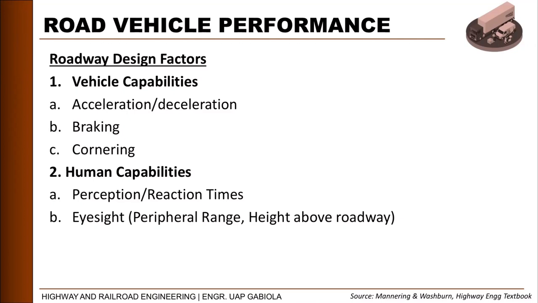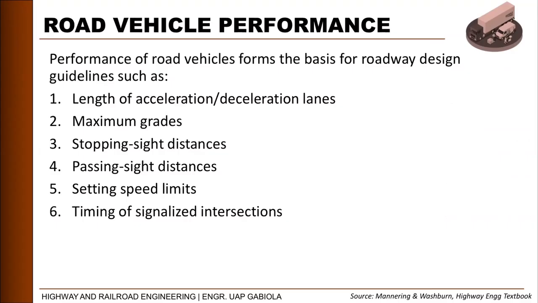So kailangan, or maybe later in this course, pag-aaralan natin yan, yung mga stopping sight distances, passing sight distances. So we will go deeper into that later. Okay? So performance of road vehicles forms the basis for roadway design, such as, yun nga, yung length of acceleration, deceleration lanes. Okay? So why do you think na after halimbawa sa expressway after having a 100 kilometer per hour the limit, once na pumunta ka na sa NAIAX, nagiging 40 kilometers per hour lang. Okay? So, what causes those changes?